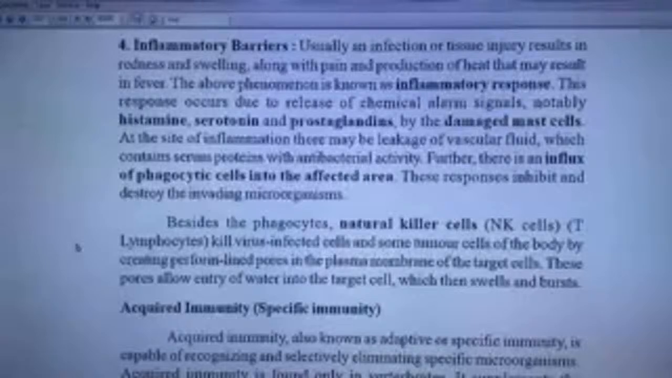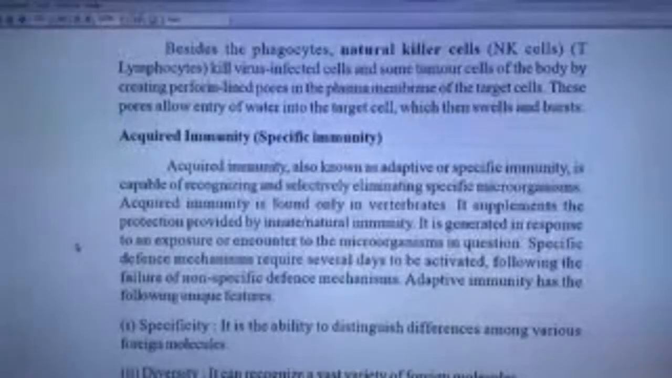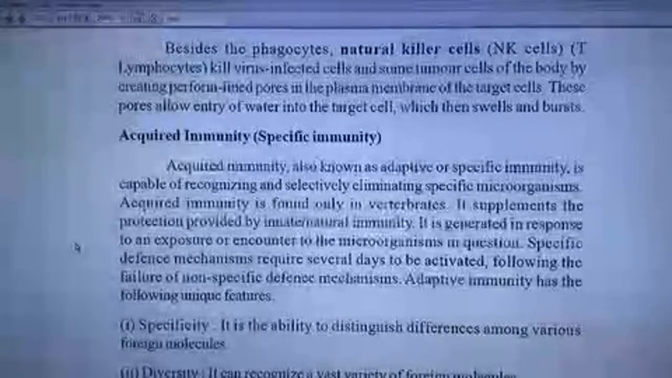Further, there is an influx of phagocytic cells into the affected area. These responses inhibit and destroy the invading microorganisms. Besides the phagocytes, natural killer cells, which are T lymphocytes, kill virus-infected cells and some tumor cells of the body by creating perforin-lined pores in the plasma membrane of the target cells. These pores allow entry of water into the target cell, which then swells and bursts.